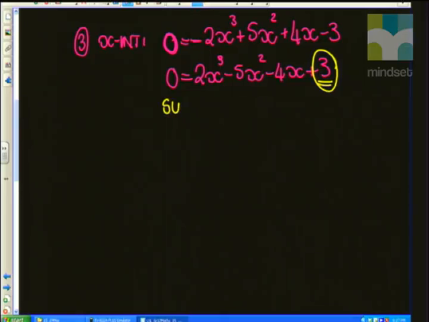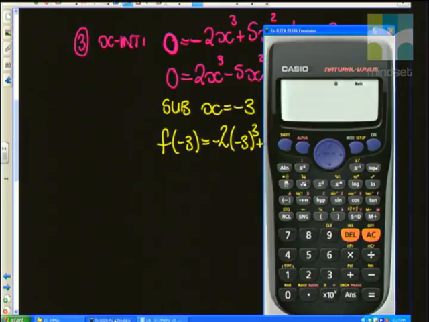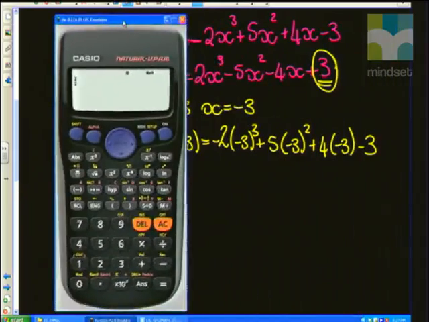I'm going to substitute x equals negative 3. I've chosen that as a value. Let's see if we'll end up getting 0. So what I'm working with is f of negative 3. So we have negative 2 times negative 3 cubed plus 5 times negative 3 squared plus 4 times negative 3 minus 3. And what we need to do is put that in our calculator, and let's see if that gives us 0 when we work it all out.